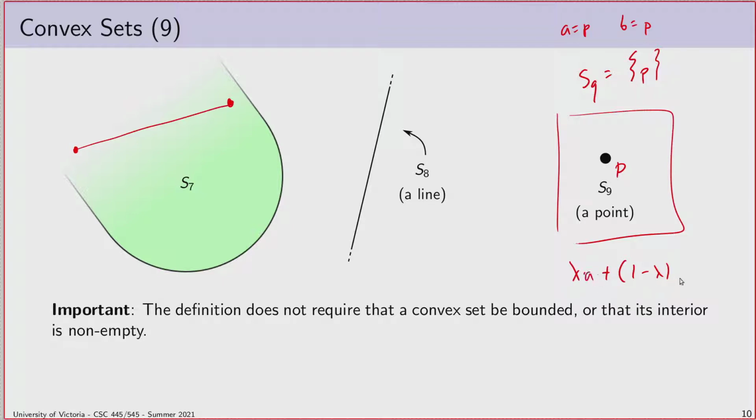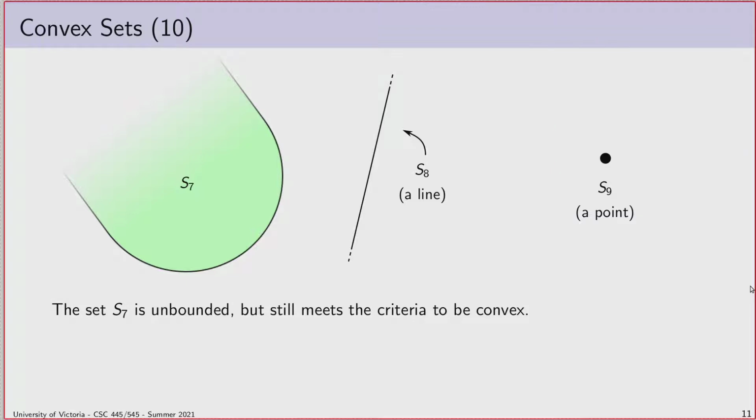lambda times A plus 1 minus lambda times B, what do I really have? Well, A and B are both just the point P, so I've got this. And you might notice that for every value of lambda, that's just equal to P, which is in my set. And therefore, S9 does fit the definition to be convex. It's a weird case, but it's valid. And so S9 is a convex set. The slides are going to take a minute to catch up to the point that I just made.